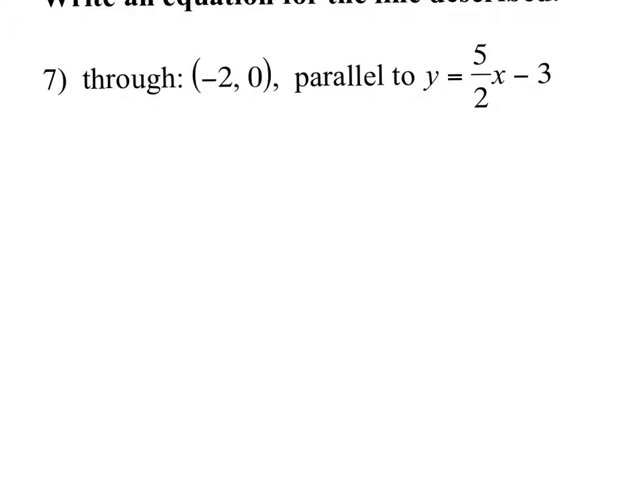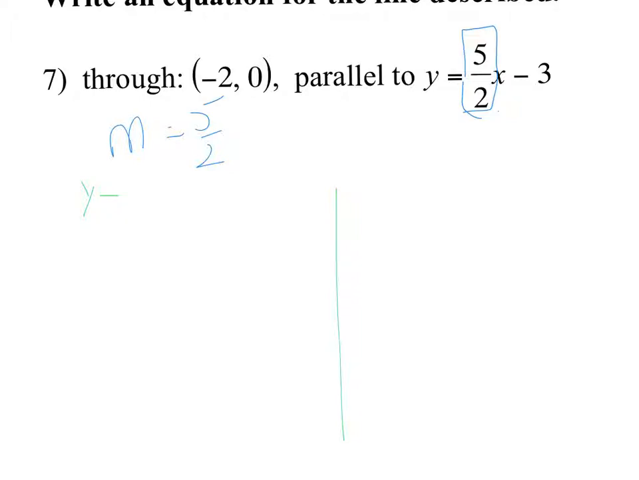Next up, we've got to write an equation through a point and parallel to this line here. Parallel means we've got to have the same slope. So I can take the slope is equal to 5 over 2. I've got a couple different options as far as how I might solve this. The easiest way is to use point slope.